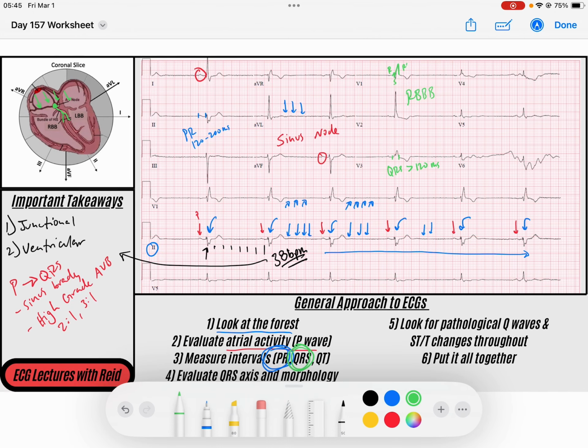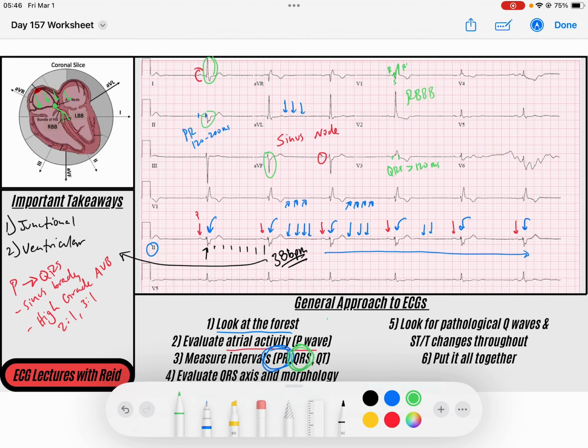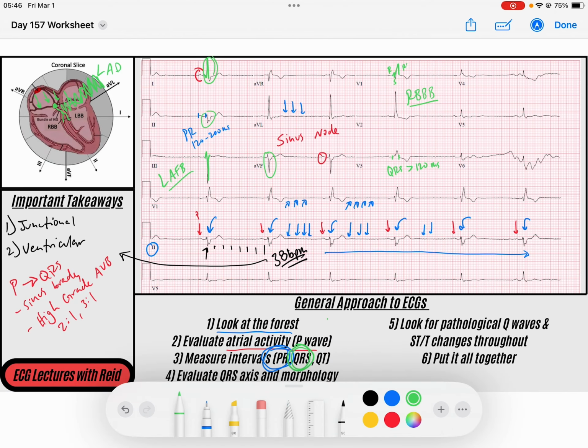But I also notice something else. I notice that, let me erase this just a hair. I notice that my axis is positive in lead 1, but negative in AVF, right? And it's also negative in lead 2. So it tells me my axis is up and to the left. And so when you have left axis deviation in the setting of a right bundle branch block, you look and you see you've got this little q big R and this little r big S, and that is also a left anterior fascicular block. So this patient has a right bundle branch block, left anterior fascicular block.